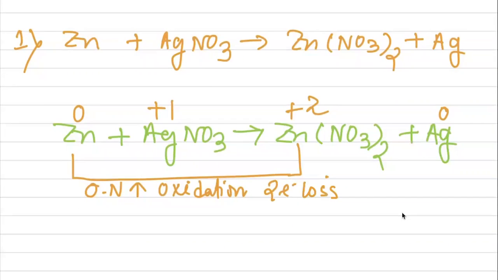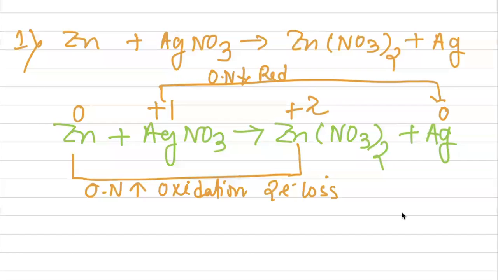Now here, see, silver nitrate to silver. So this one. Oxidation number decreases. Oxidation number decreases means reduction. Number of electron gain, 1 electron gain. It is a gain of 1 electron.